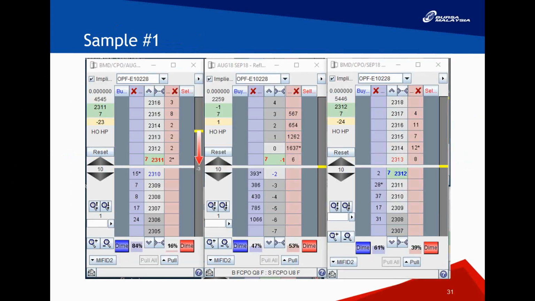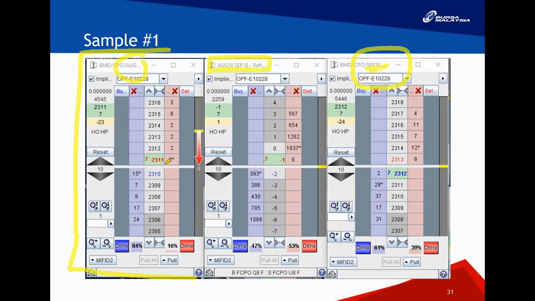Okay, in this slide, you can see that on the left-hand corner, this is the outright contract. Usually our prices are quoted at 2,300, 2,311. This is August, and September is over here. The price is also quoted in this manner. But in between, you can see that the August and September is actually showing you the price in spread.